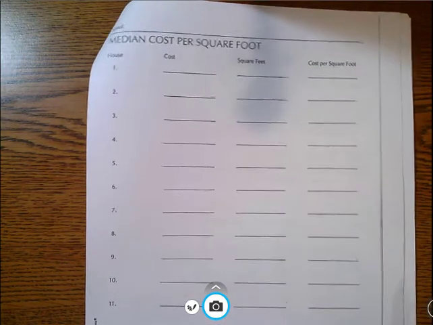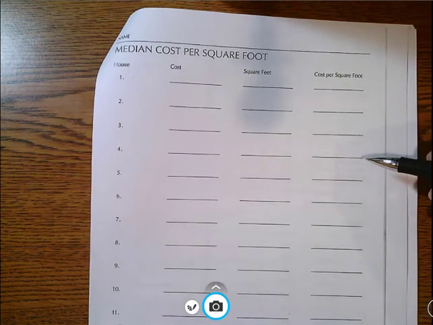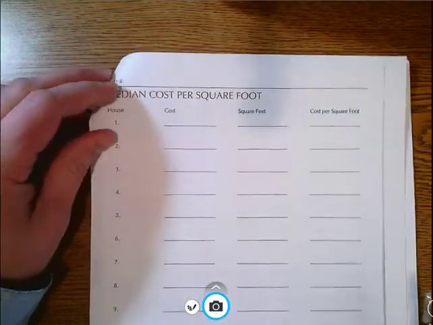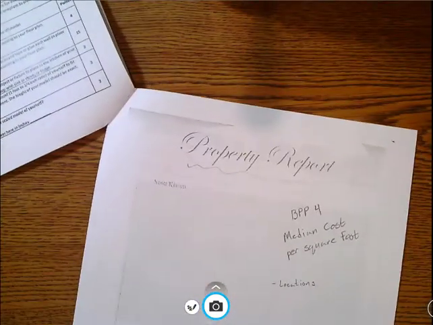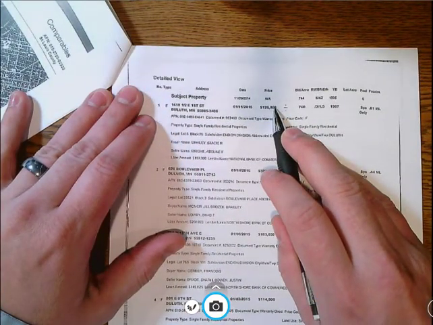And if we are looking at this specific layout here, I want to go back to that property report and show you how to do a number of these calculations and then how to use that to calculate the median cost per square foot of a home. So going back to the other report that I had here, I'm just going to walk through a couple of these calculations. If we're looking at property 1, we notice that the price is $126,000.